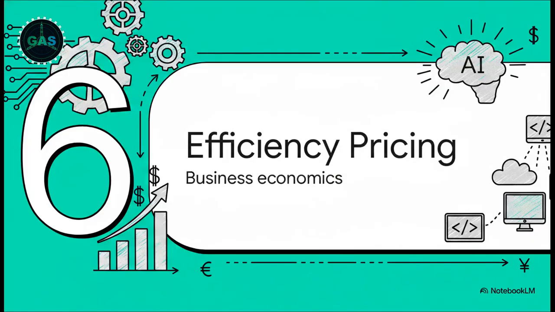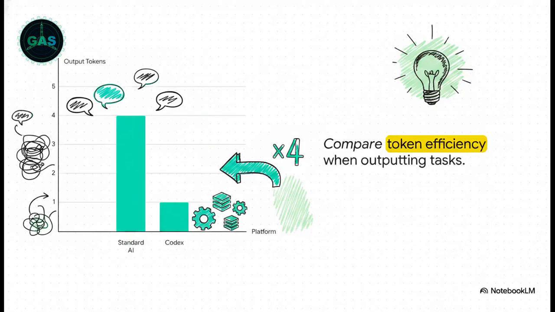Finally, Section 6, Efficiency and Pricing. For small businesses, the absolute most critical metric is token usage. And Codex uses roughly 4 times fewer output tokens per task compared to your standard chat platforms. Because it doesn't waste resources constantly rewriting massive blocks of text in a chat window and instead precisely edits the coded files, it is incredibly resource efficient. You essentially get 4 times the work for the exact same theoretical computational limit.